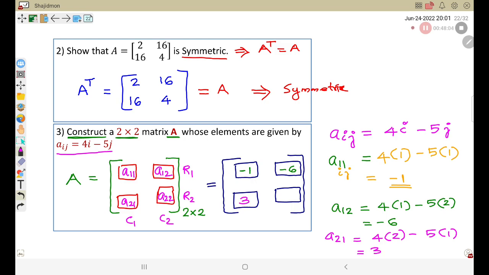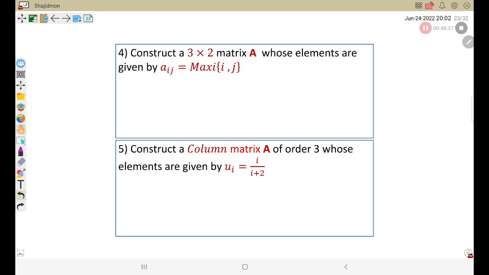Now A22. Same way we can calculate A22. A22 equals 4 times i number is 2, minus 5 times j number also 2. So 4 multiply 2 means 8, 8 minus 10 is minus 2. So here the number is minus 2. So this is the matrix A. This is what we need to construct: a 2x2 matrix whose elements are given by Aij equals 4i minus 5j. I hope you understood. Now we will go to the next one, question number 4.